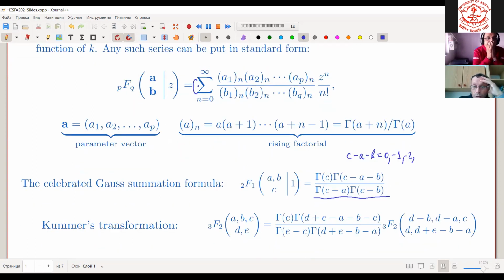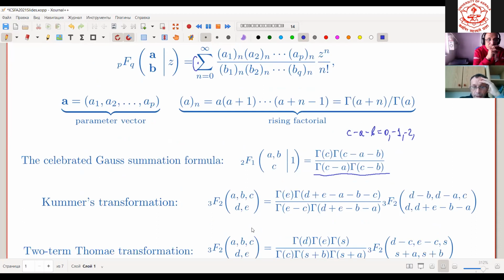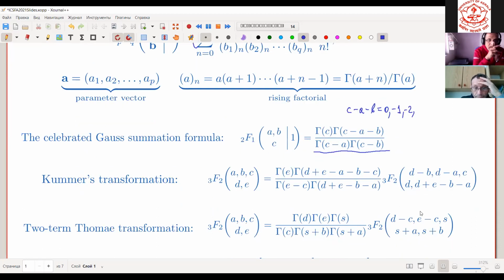For the 3F2 case, there is a famous Thomae group. Actually, the first transformation comes from Kummer, but the whole group is called the Thomae group. And here is an example. This formula and these two formulas give transformations for 3F2 evaluated at unity. From this point, I will omit the argument if the argument is unity.